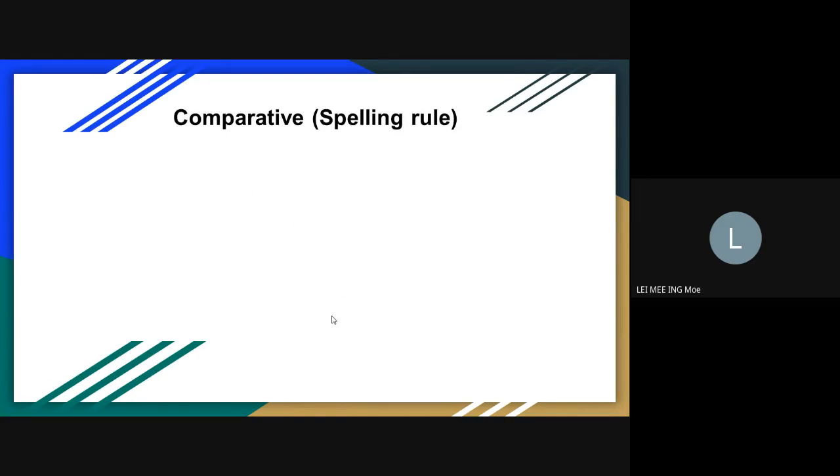Now, the spelling rules. For the comparative, we have 5 rules in this spelling, okay? The first one is by adding ER. This is the most common comparative form. We just add ER to our adjective. For example, tall, you add ER and it becomes taller. Loud, louder. Fast, faster.